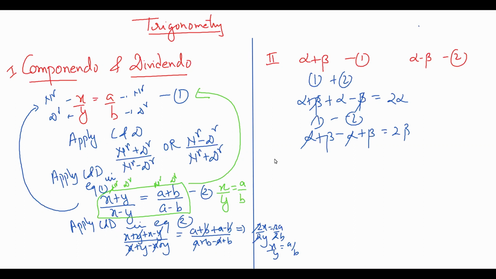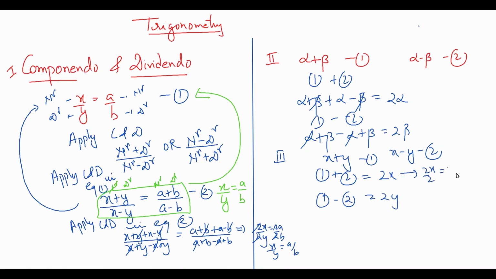Now again, check this: if x plus y and x minus y are given, and you have to reach back to x and y, then by adding 1 and 2 I get 2x, and by subtracting 2 from 1 I get 2y. After dividing this by 2 I'll get x, and dividing this by 2 I'll get y. So you can easily get x from x plus y and x minus y: add and divide by 2. You can get y from equations 1 and 2 by subtracting and then dividing by 2. So I hope it's clear to all of you.